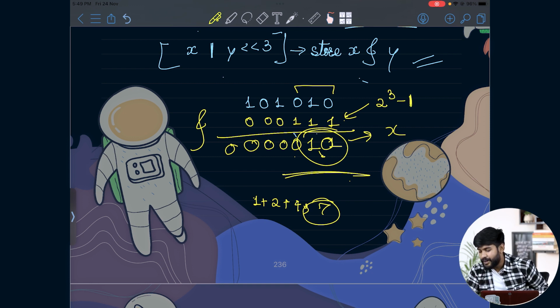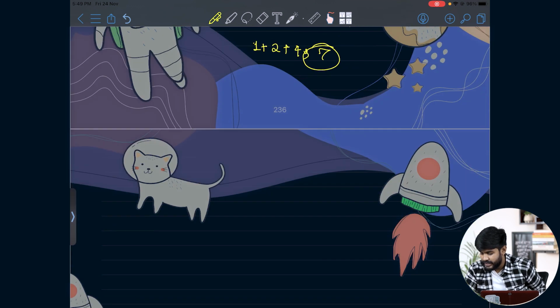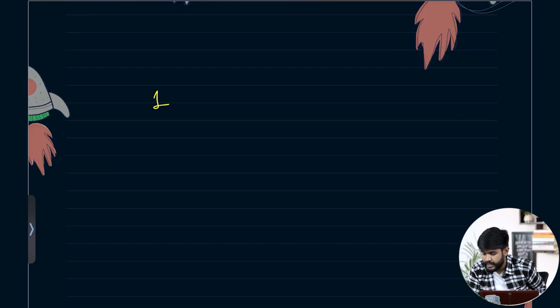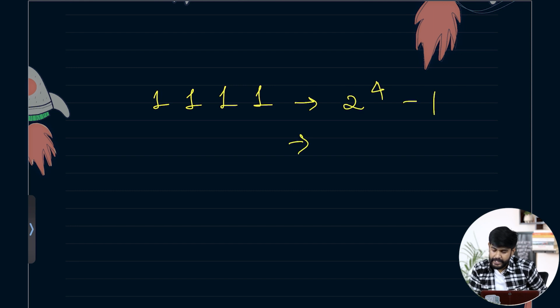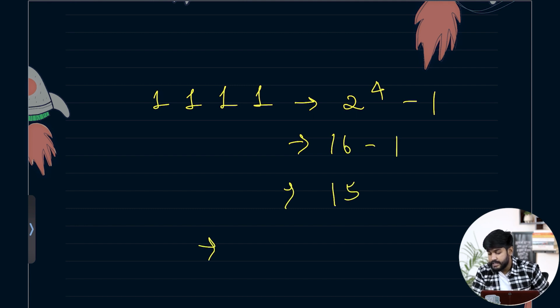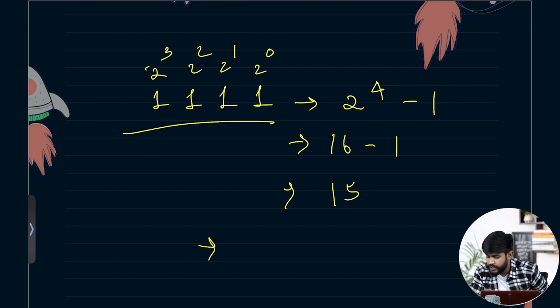So the number of ones we want in the binary representation, let's say we want something like 1, 2, 3, 4, is nothing but 2 to the power 4 minus 1. What is 2 to the power 4 minus 1? 16 minus 1 is equal to 15, and the binary representation of 15 is 2 to the power 0 plus 2 to the power 1, 2 to the power 2, 2 to the power 3. Is this value equal to 15? Yes, this value should be equal to 15.